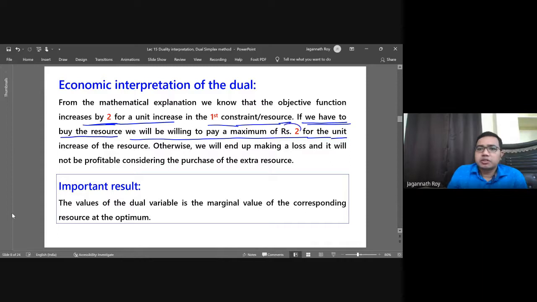I don't think this is only 2 rupees. 2 rupees is nowadays a very small amount. This is just a mathematical number. For example, it can be 2000 rupees, or 20,000, or maybe 2 lakh, depending on the situation. So this 2 rupee is just for our mathematical purpose, for explaining the situation.